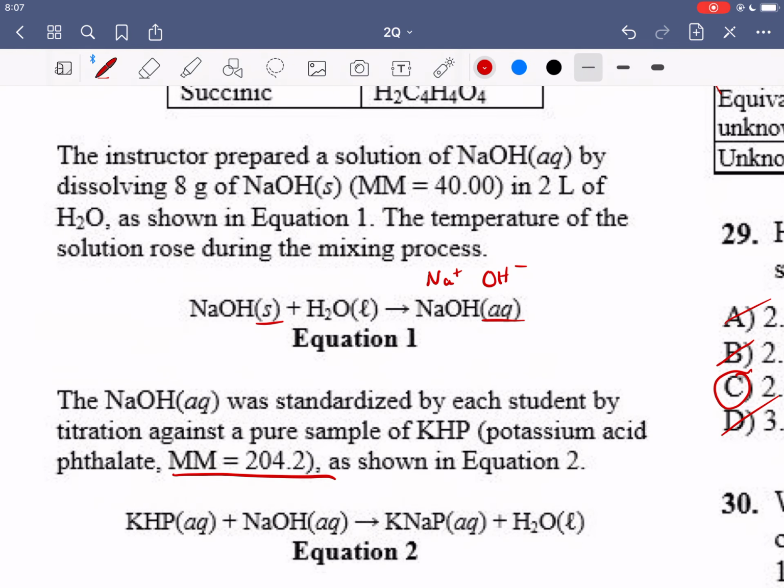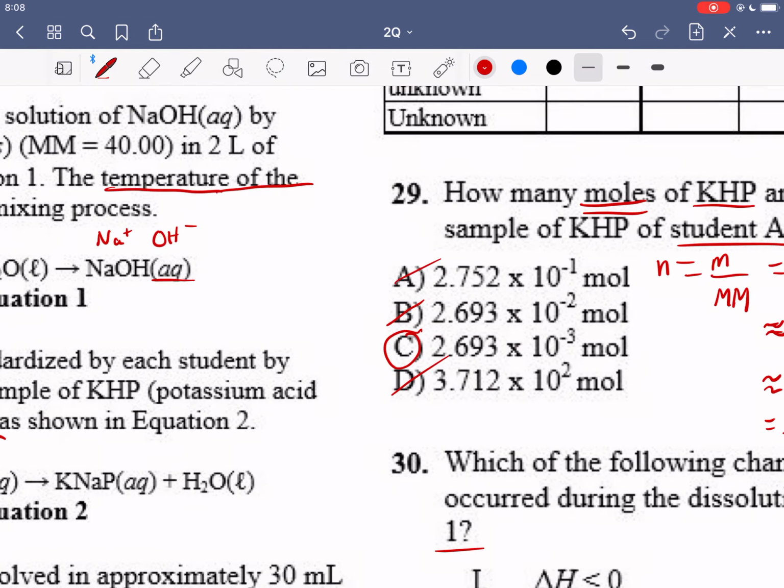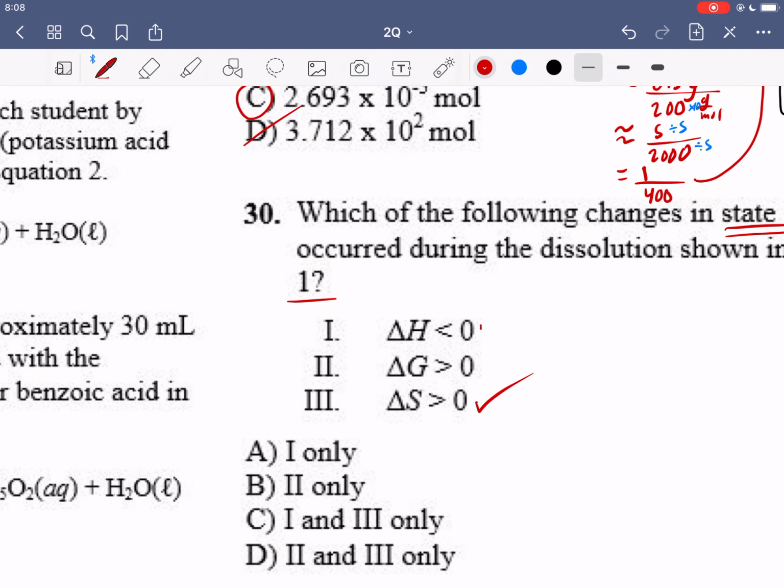We're told here the temperature of the solution rose during the mixing process. So if you're carrying out some reaction and you're seeing that the solution temperature is increasing, that means that the molecule is releasing energy to the surroundings. So it's releasing heat. That means that enthalpy must be negative, which this one says it is, right?